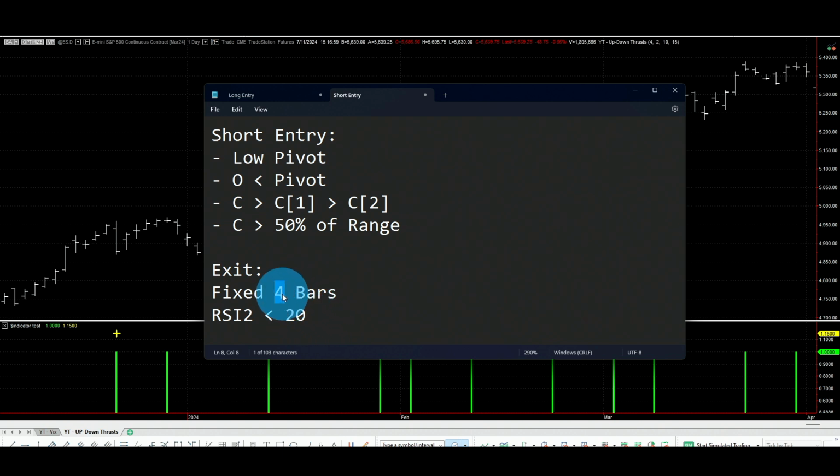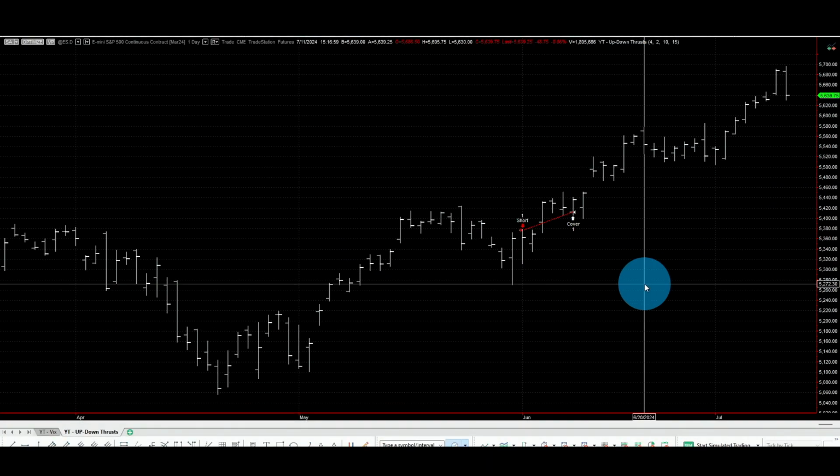But always, this is a good tip to keep in mind. Always with short, you need to exit quickly because shorts in the indexes, they don't last a long time. So instead of waiting 10 bars, you always shoot for 3 to 5 bars. So I put 4 in the middle. And here is the strategy applied.